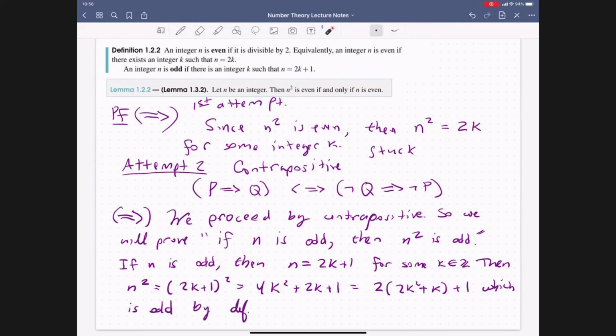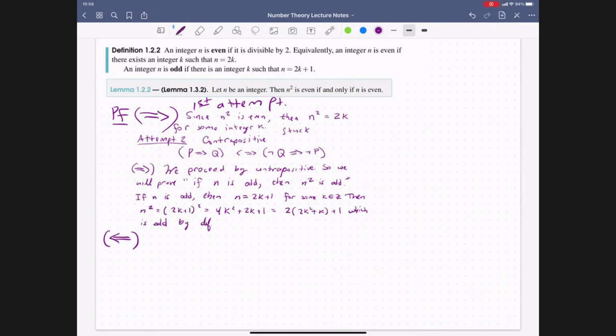So here we are using the fact that 2k squared plus 2k is going to be some integer. We can go ahead and label this q. And so we have 2q plus 1. That's our definition to be odd. And so now we have that n squared is odd by definition.